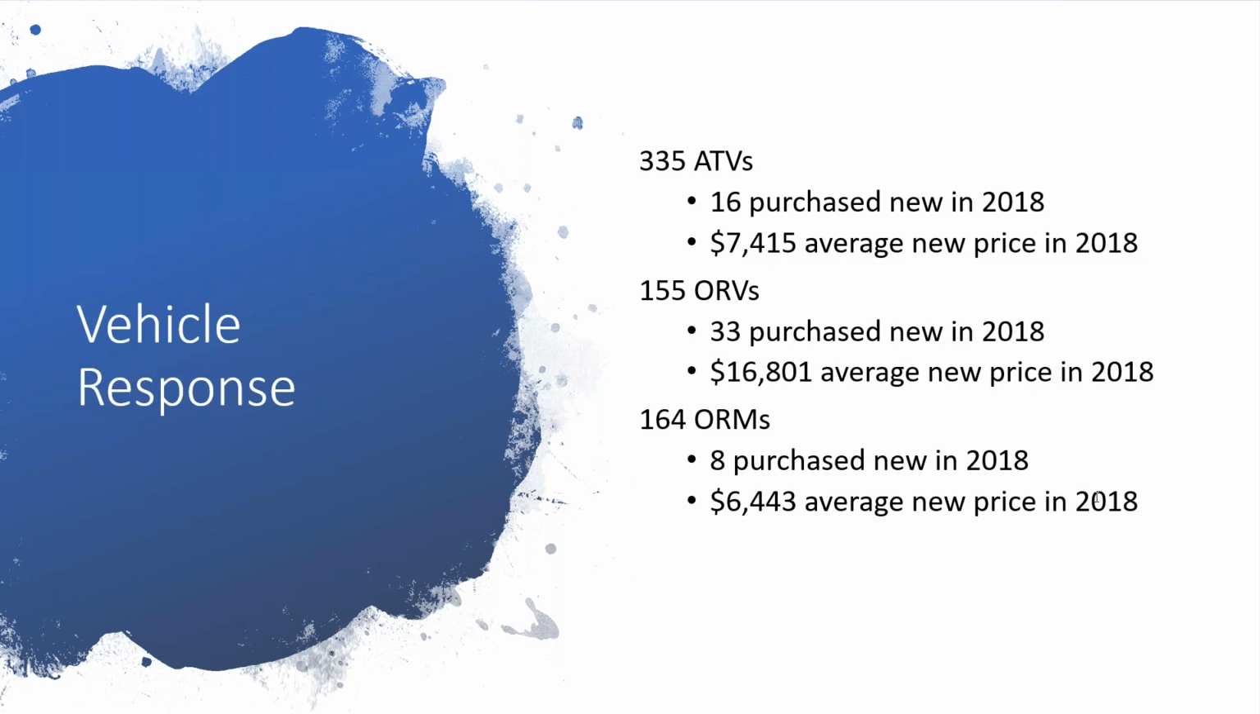From our responses, the 302 responses, we got information on 335 ATVs, 155 side-by-sides, and 164 off-road motorcycles. We also got information on the vehicles that these folks purchased new in 2018 and what they paid for those new vehicles in 2018, and that gave us average new prices for all of these vehicles. We got 2.17, almost 2.2 vehicles per respondent. And that's conservative. I got more than one response that said they had sold their vehicles since our list was drawn.